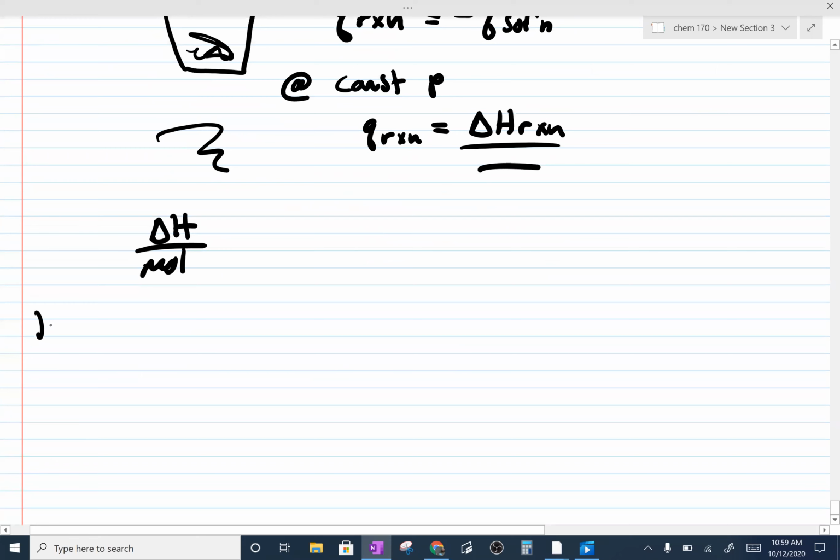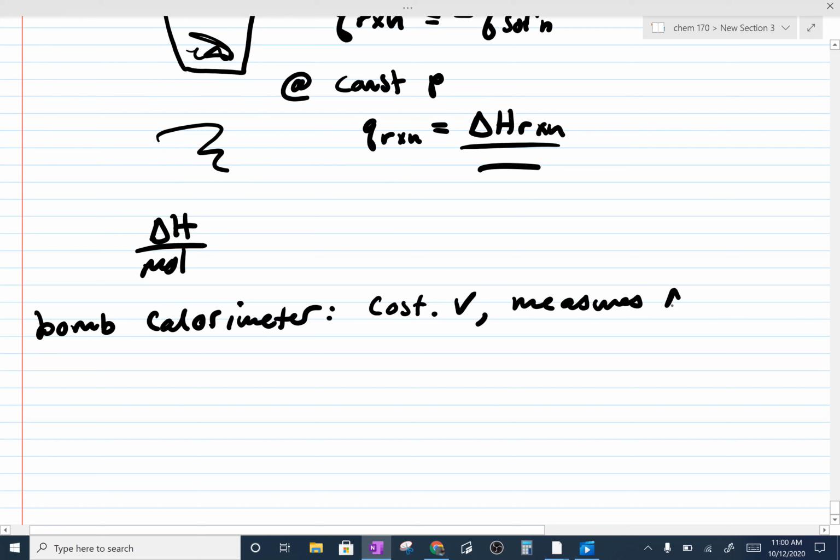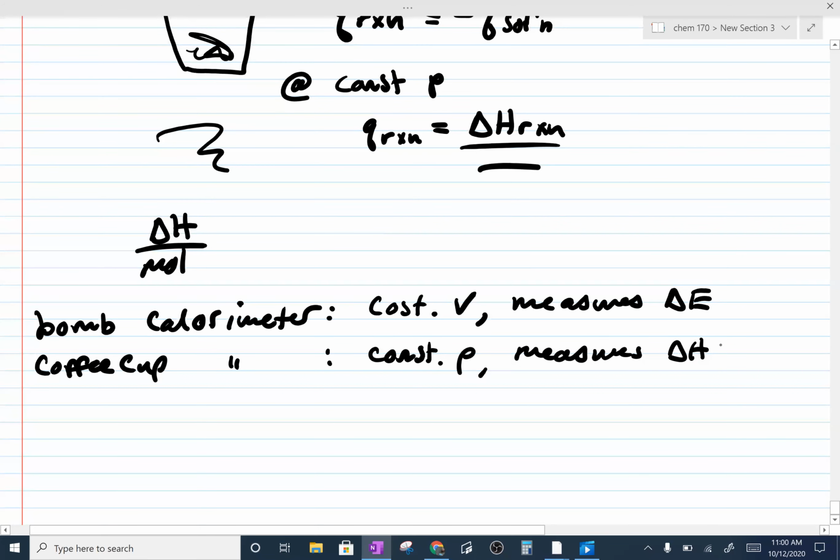So just to recap, the bomb calorimeter measures at constant volume. It measures delta E. And then the coffee cup calorimeter at constant pressure measures delta H. So we have two different methods for measuring delta E and delta H.